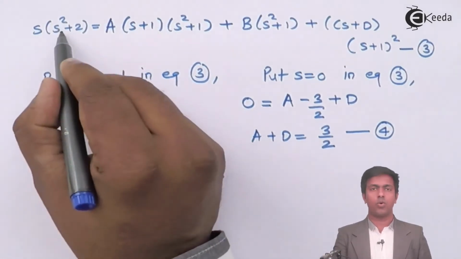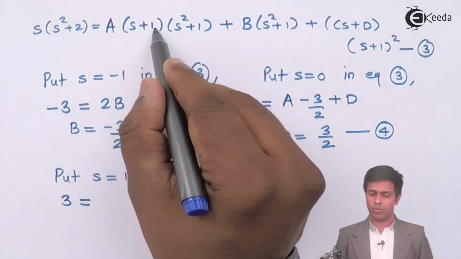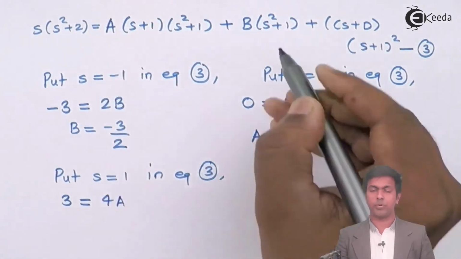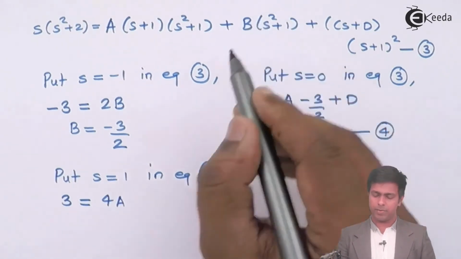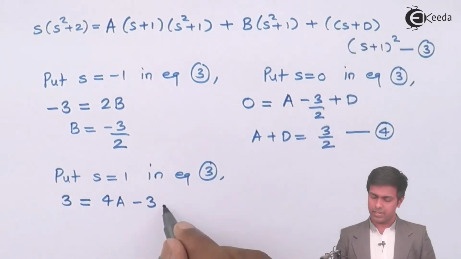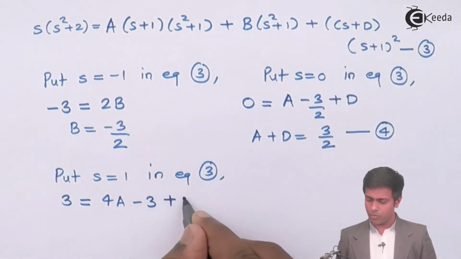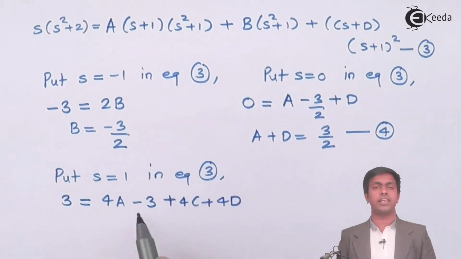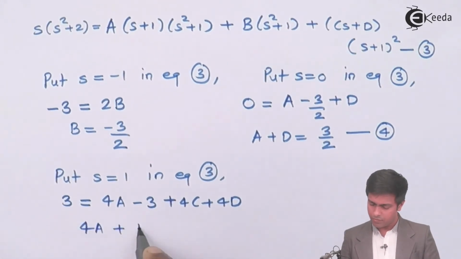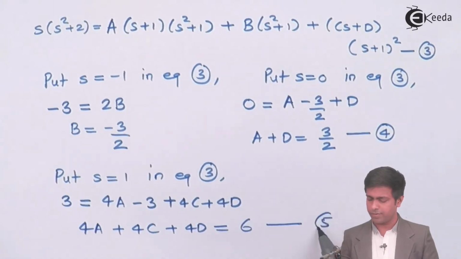So this will give us 1 plus 2, 3 into 1, that is 3. Next 1 plus 1 is 2, 1 plus 1 is 2. So 2 into 2 is 4, 4a. Next 1 plus 1 is 2, 2b, and b is -3 by 2. 2 will cancel, so I'll get -3. Here 1, so c plus d as it is, and 1 plus 1 is 2, 2 square is 4. So 4 into c plus d will give us plus 4c plus 4d. So if I take 3 over here, that will become plus 3, which is 6. So I'll get the equation 4a plus 4c plus 4d is equal to 6, which is equation number 5.